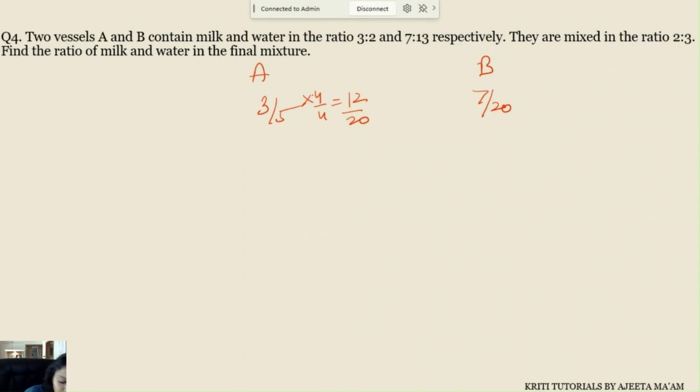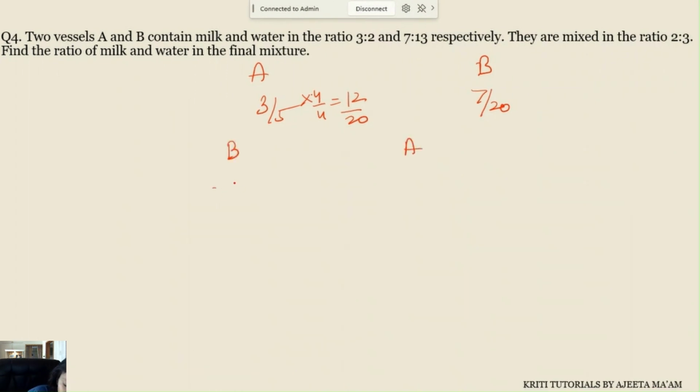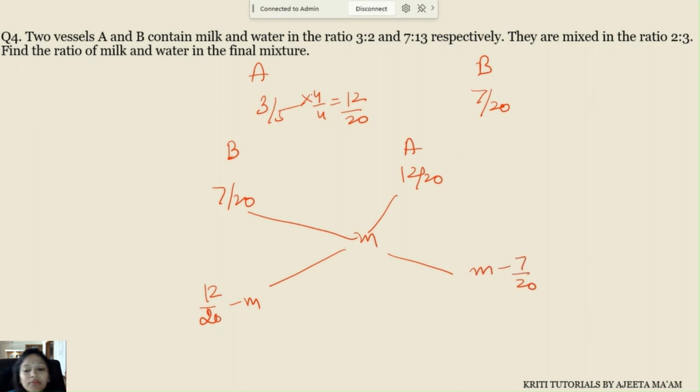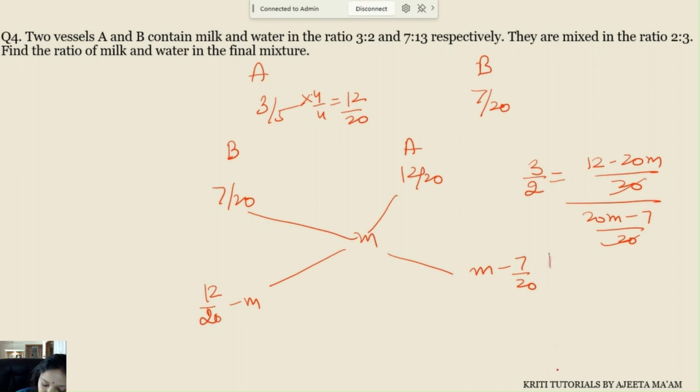Remember that, right? So if I write it in a proper format, what will I get? 7 by 20, 12 by 20. And I have to find M. And D minus M, I am writing 12 by 20 minus M. And the next one will be M minus 7 by 20. Right? Now the ratio that is given to us is the quantity of cheaper upon the quantity of dearer. So that will be 3 by 2, not 2 by 3. That's a very common error made by students. So please take care of that. Now I take the LCM and then I have to solve it. Now cross multiply it and get your answer.